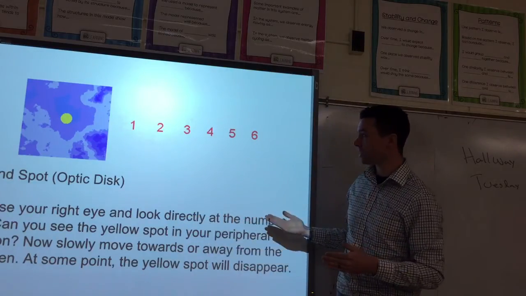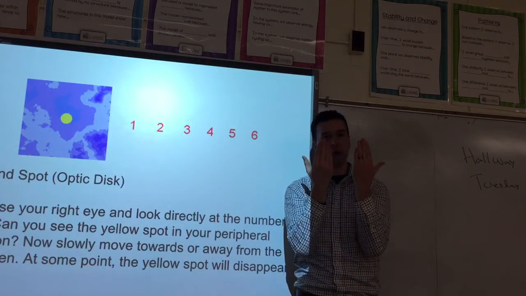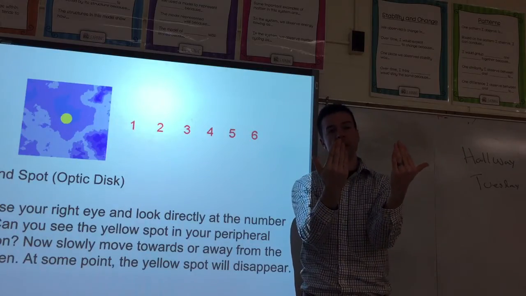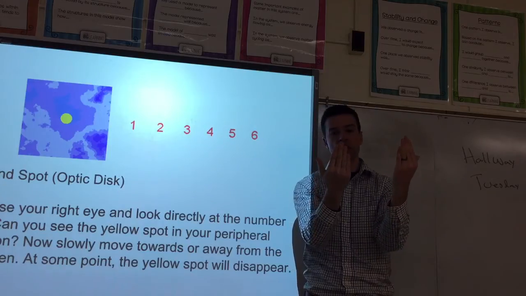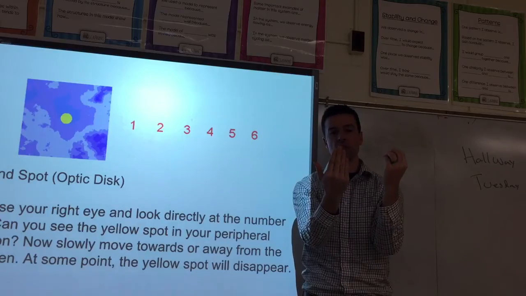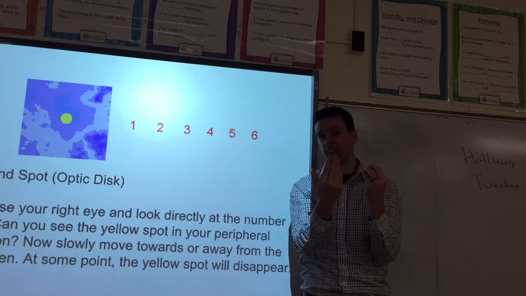If you follow those directions and you stare at that number 3, what's ultimately going to happen is, depending on exactly where you move your computer screen, little by little, you'll get to a spot that magically the yellow dot disappears. And when that happens, that means that those light rays from that yellow dot are hitting that optic nerve spot, and there are no light receptors there. So therefore, you won't see anything there. You've hit that blind spot.